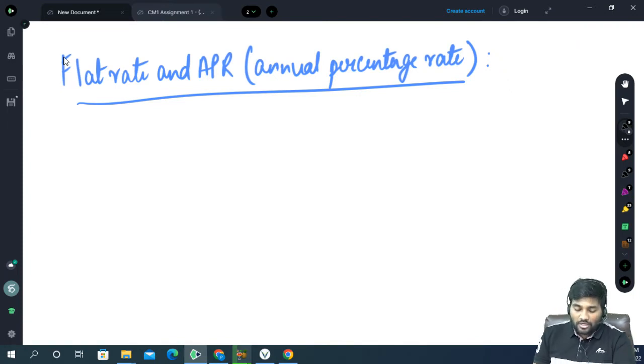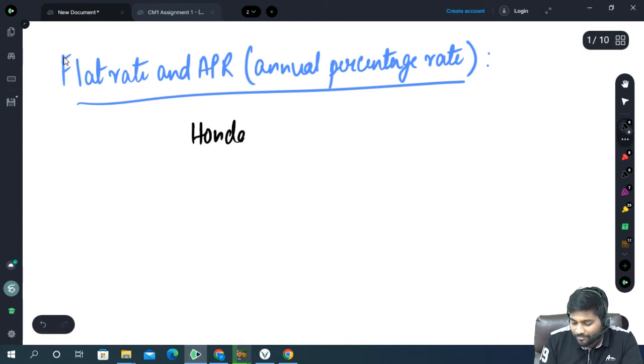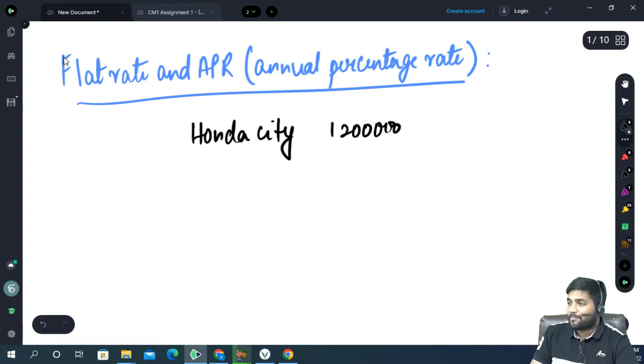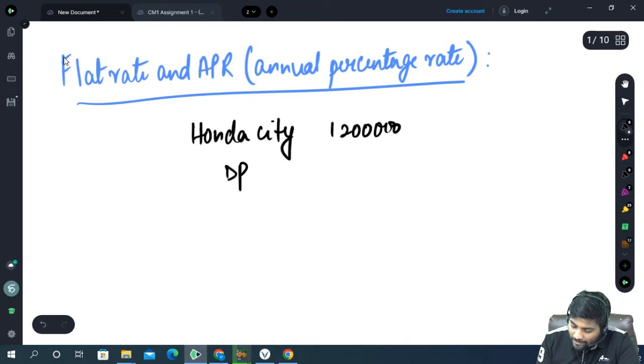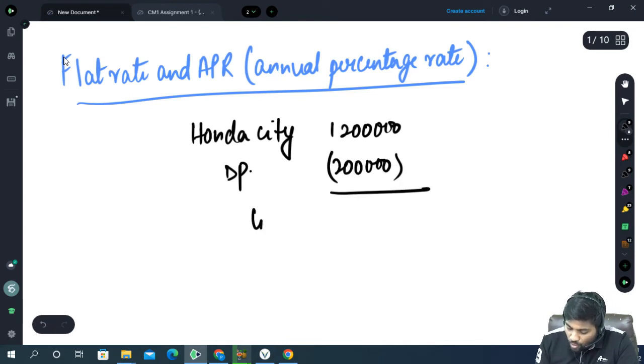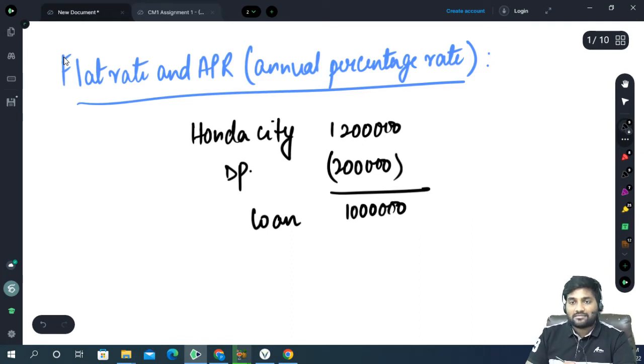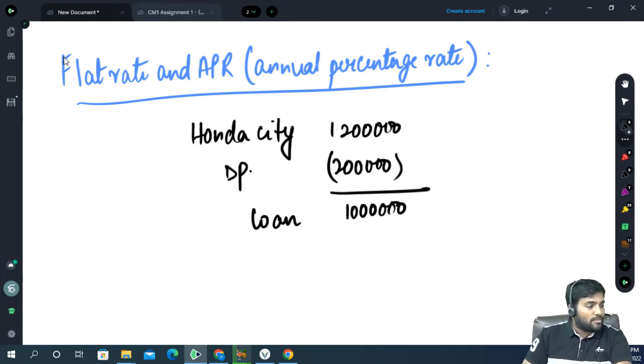Now, the concept of flat rate is used mainly in loans, car loan. Now, let's say suppose you are buying a Honda City car. It's my dream car. So, you are buying the car for 12 lakh rupees. You are making a down payment of 2 lakh rupees. So, what is the loan amount? 10 lakhs. Okay. So the loan amount is 10 lakhs.